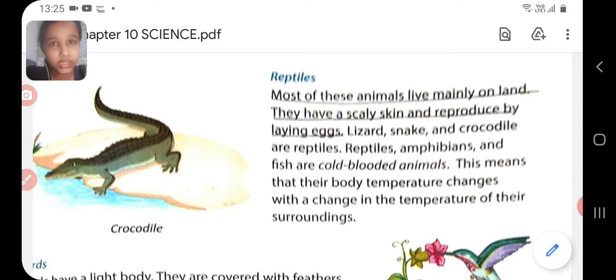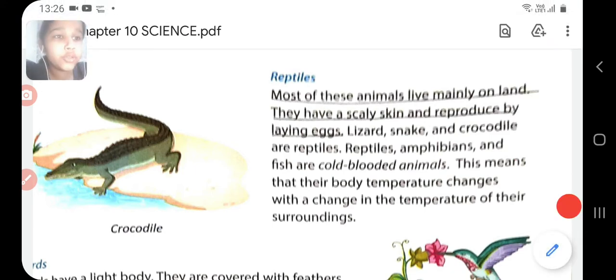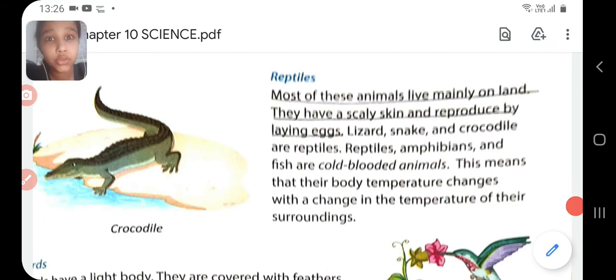रफ सी होती है ना, क्रोकोडाइल की जो स्किन होती है वो थोड़ी थोड़ी रफ होती है. When you see lizards and these animals, when we touch them, their skin is so rough. But some reptiles have smooth skin also. Either they have smooth or rough skin. They reproduce, which means they give birth to their young ones by laying eggs.